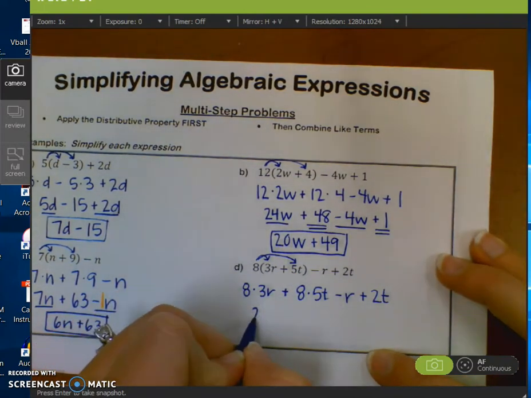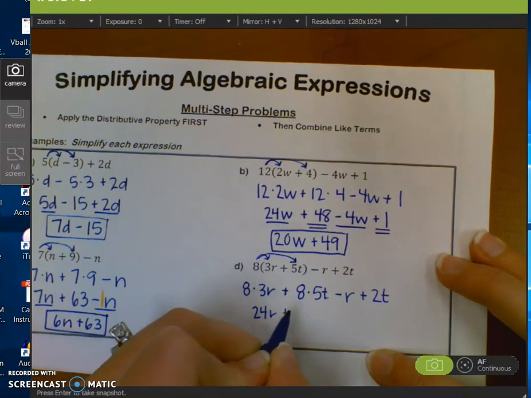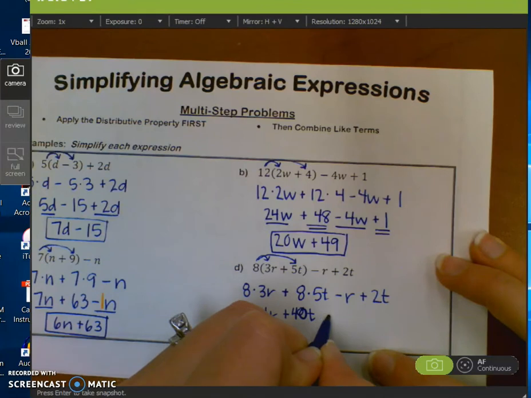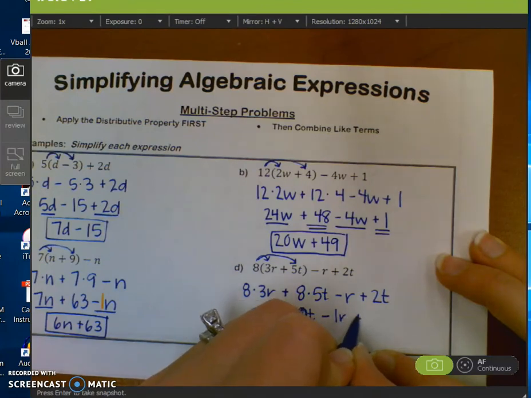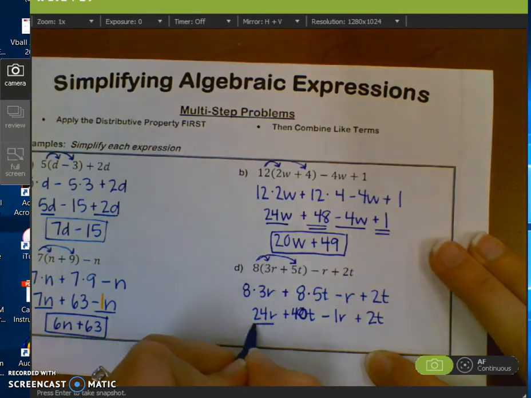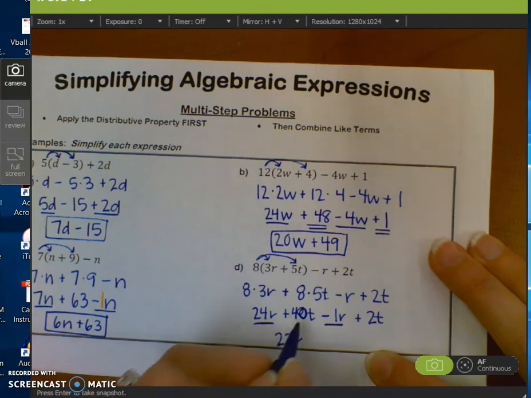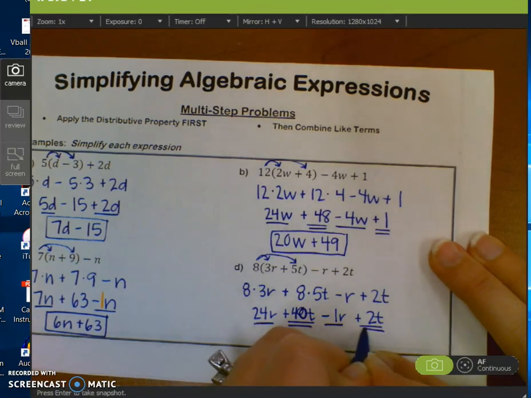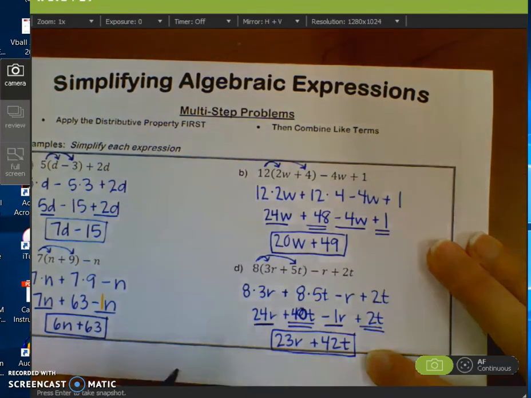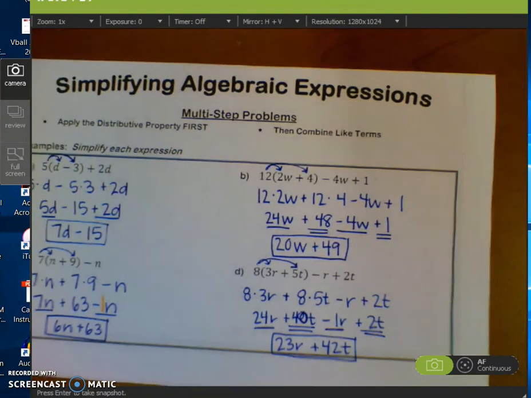8 times 3r is 24r. 8 times 5 is 40t. And then minus 1r plus 2t. I'm looking for my like terms. I've got 24r minus 1r is 23r, and 40t plus 2t is 42t. So my simplest form here is 23r plus 42t.